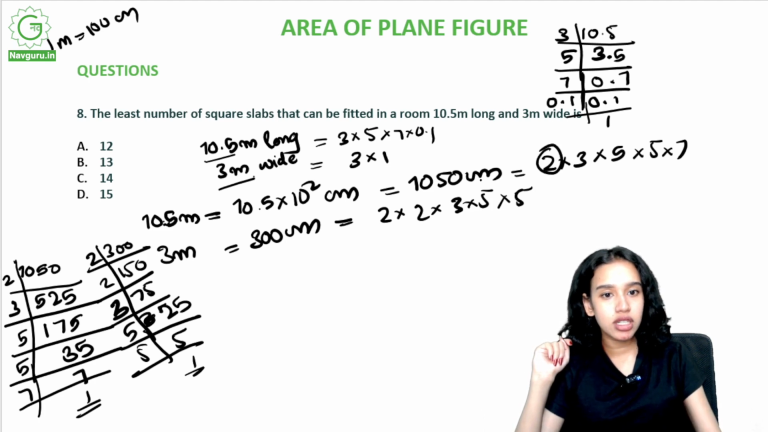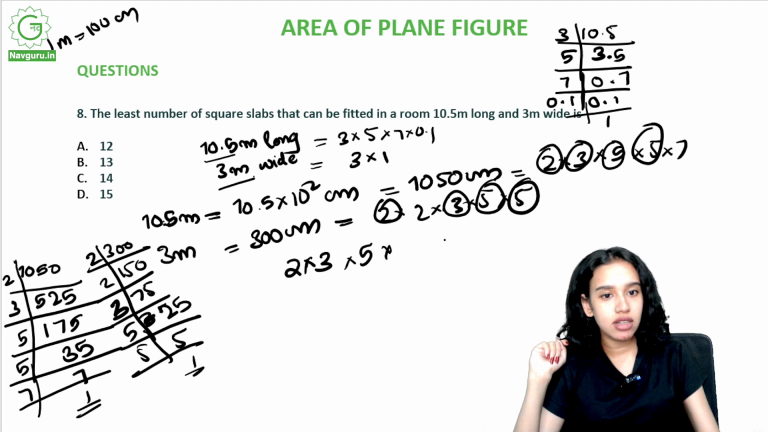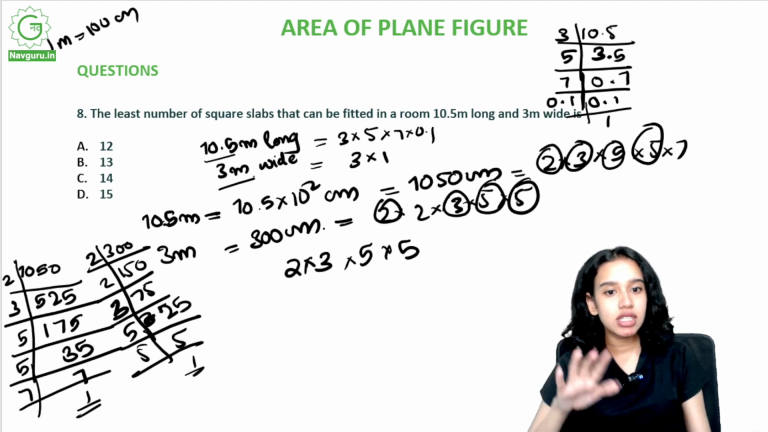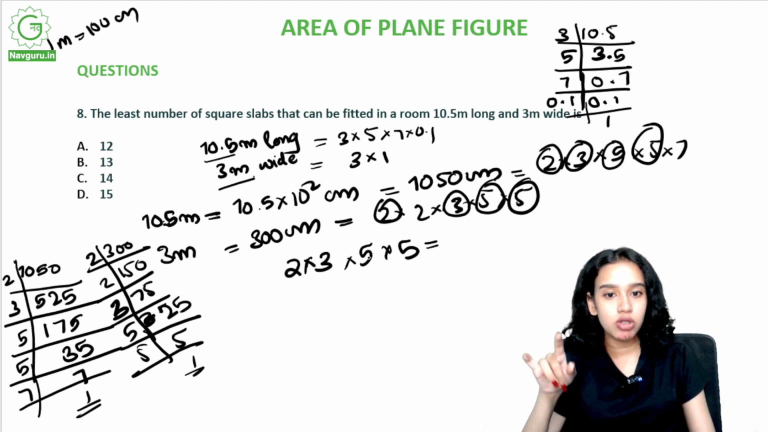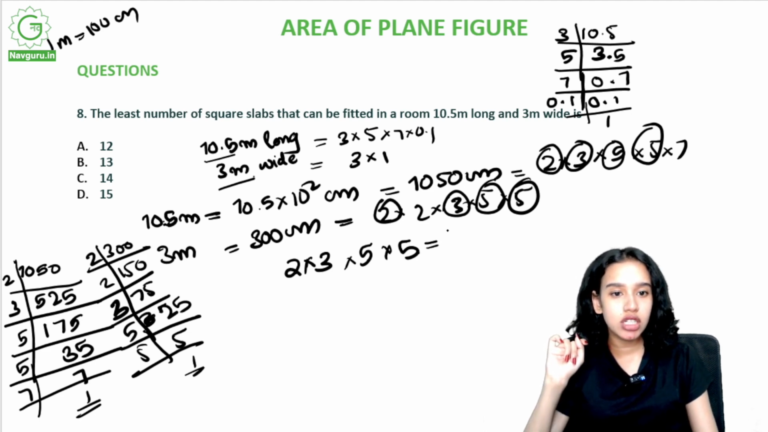So we have a 2 here and a 2 here. So we take 2 as a common factor. We have 3 here and 3 here. So we get 3 as a common factor. Now we have 5 here and 5 here. So 1 5 comes in. We have the second 5 and second 5 here. Now this is the highest common factor, which is equal to 25 into 2 is equal to 50 and 50 into 3 is equal to 150 centimeters.